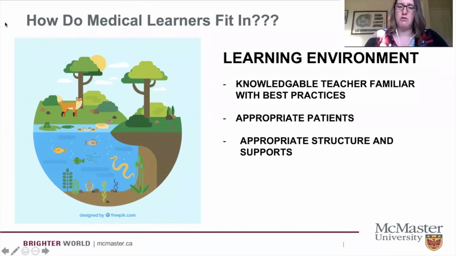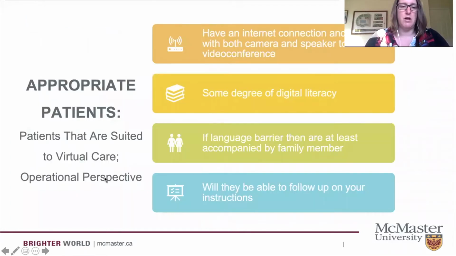So, a knowledgeable teacher familiar with best practices, which you are becoming by virtue of doing and learning. We need to select appropriate patients, and I'm going to spend a little bit of time talking about that. And then we also need to provide appropriate structure and support for learning, so we'll spend some time doing that. Next slide, please. When we think about appropriate patients, I think of them in 2 groups.